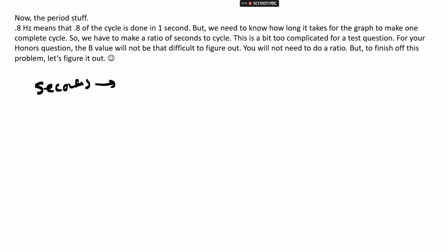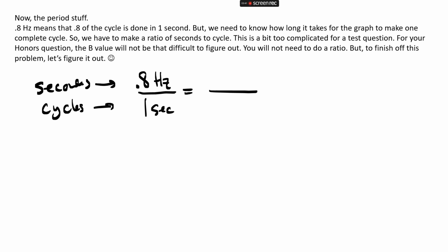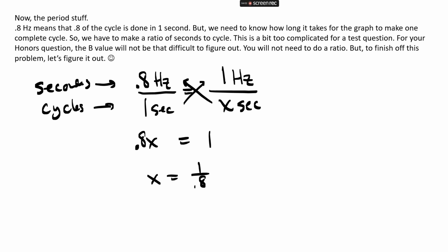So here it is. I'm going to build a ratio of seconds to cycles. And I have two things happening here. I have what I know already, which is 0.8 hertz, is how much of the cycle is done in a single second. But I'm looking for this: 1 cycle gives me how many seconds. That's what I'm trying to figure out. I'm trying to figure out one complete cycle gives me how much. And so what we do is we cross multiply. So 0.8 times x is equal to 1 times 1.